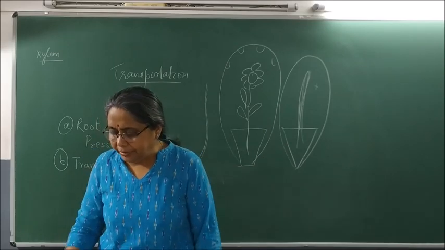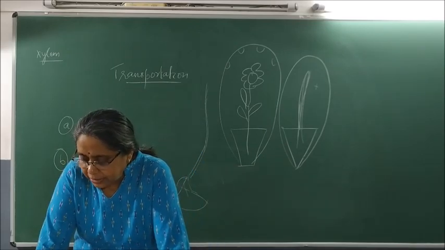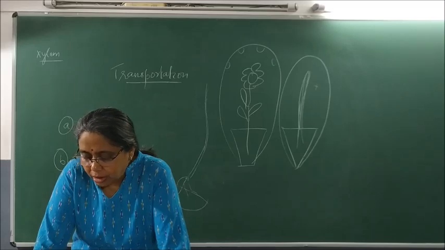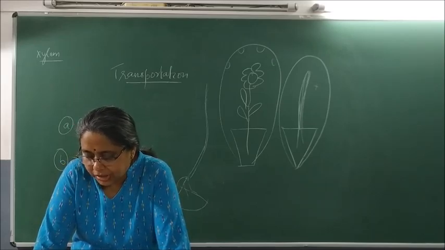Now let us understand. Provided that the plant has an adequate supply of water, the water which is lost through the stomata is replaced by the water from xylem vessels in the leaf.